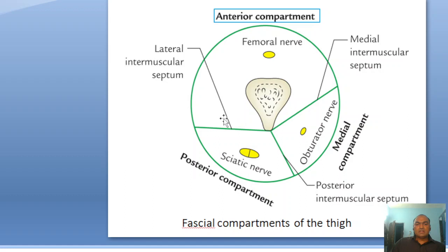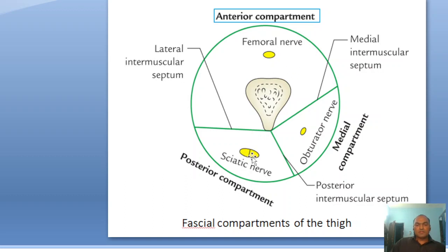Between the medial and lateral septa, in front, is the anterior compartment, or front of thigh. Between the lateral intermuscular septum and posterior intermuscular septum is the posterior compartment. Between the medial and posterior intermuscular septum is the medial compartment of thigh. Each of the three compartments has its own nerve and muscles. In the anterior compartment, all muscles are supplied by the femoral nerve.